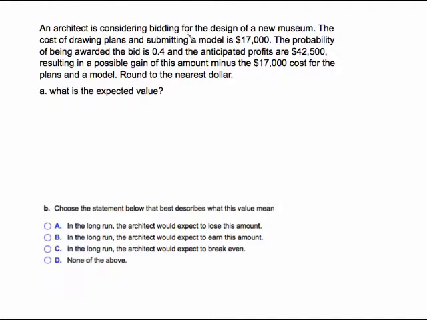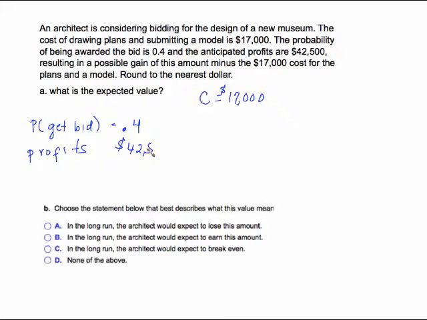An architect is considering bidding for the design of a new museum. The cost of drawing plans and submitting a model is $17,000. So the cost, right off the bat, is $17,000 for this guy. The probability that he gets the bid is 0.4. And the anticipated profits, if he gets this bid, are $42,500.